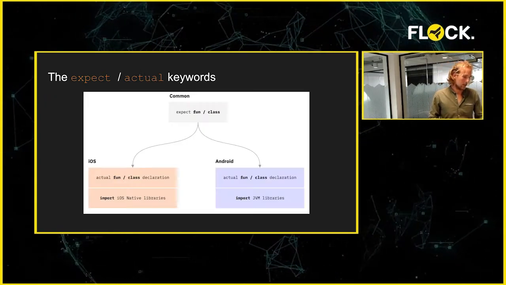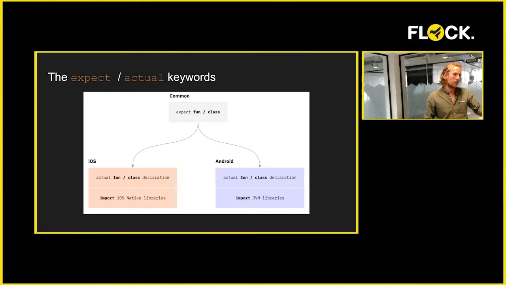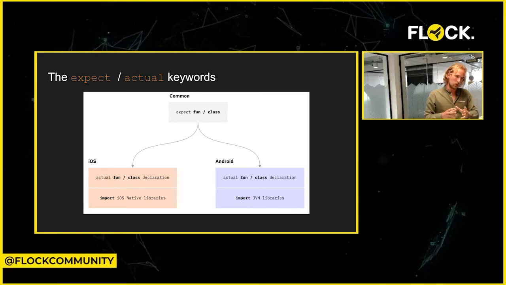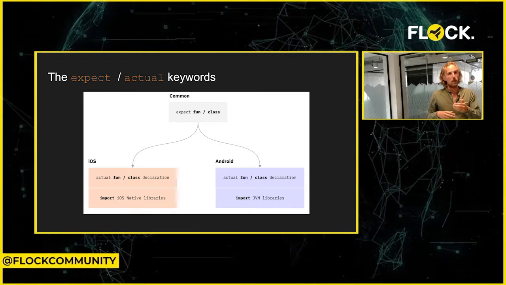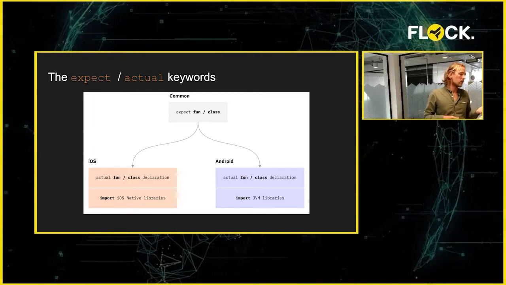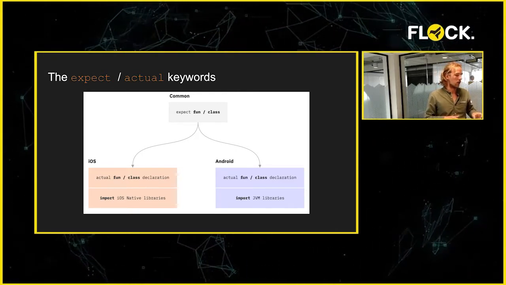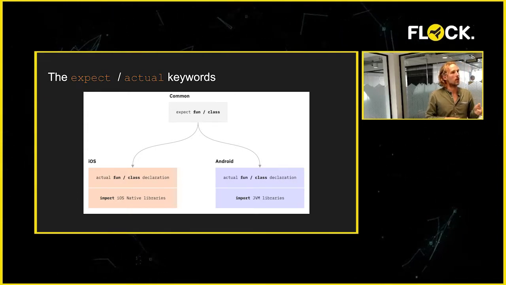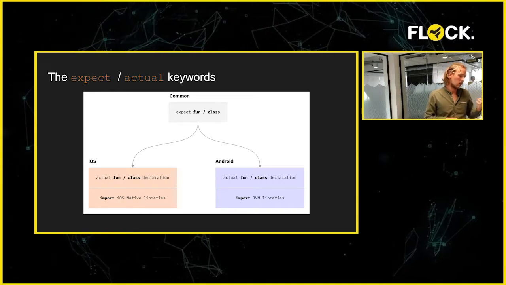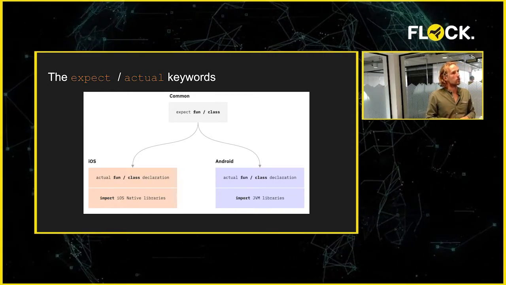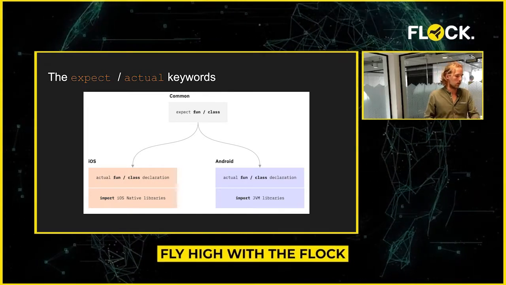Let's take a very simple example. Here's an overview of how this should work. In the common source set, and we're going to see that in a bit, I expect a certain function or class to be present, but I can define its interface. Then in the implementation, in this case iOS or Android, I actually define what that function is, or give the actual implementation of that function, for both Android and iOS. And of course, the benefit is that in iOS, I can use the native libraries supported by iOS, and in Android, I can use the JVM libraries, because Android is JVM based.